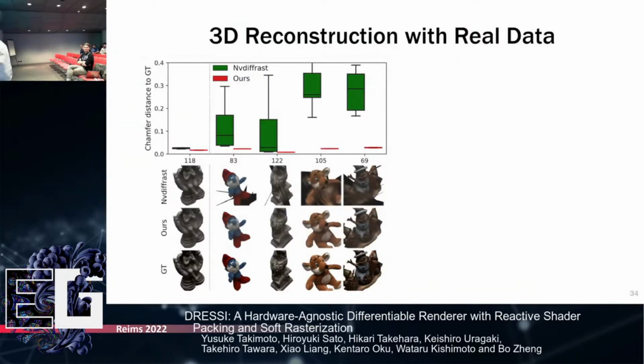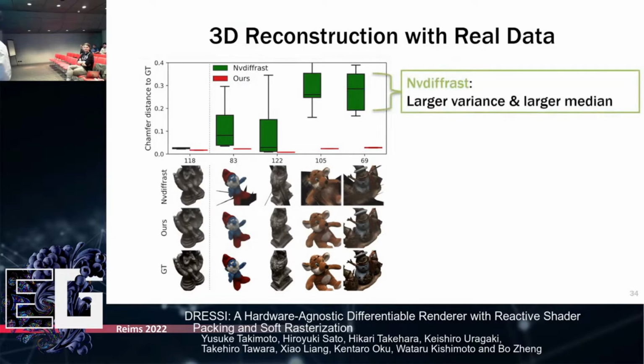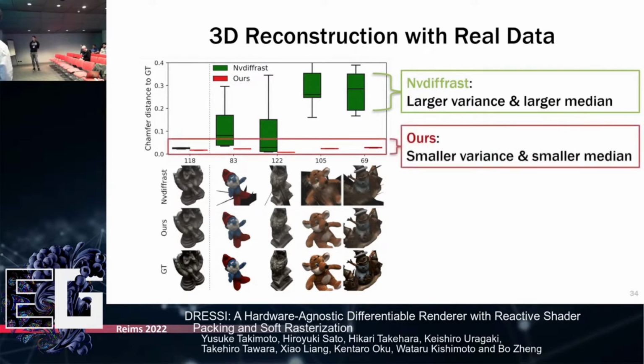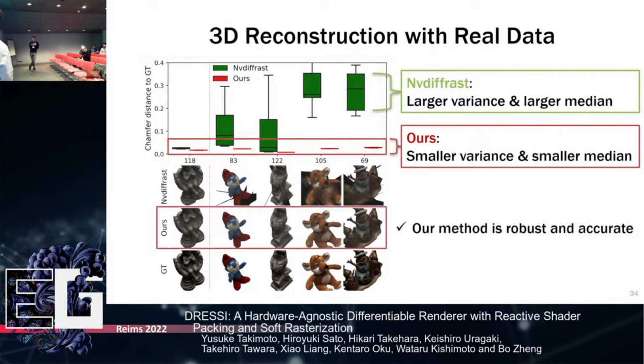Okay, so we numerically analyzed the experiment result. This is the box plot of the 3D error. The baseline shows a larger variance and a larger median, like this. But our method shows a much smaller variance and smaller median. So our method is robust and accurate.